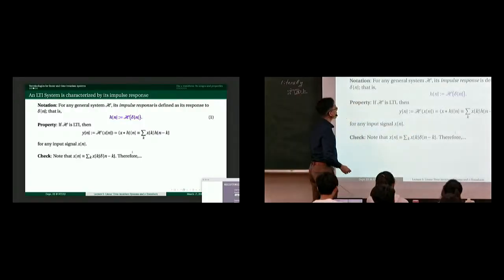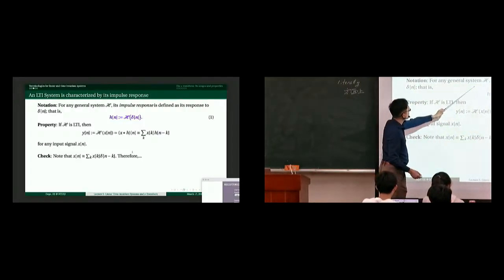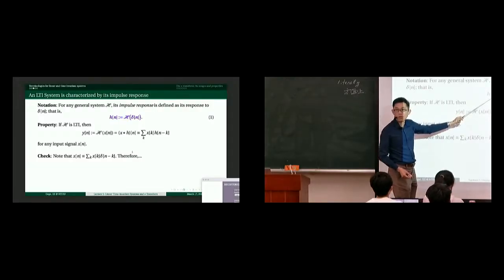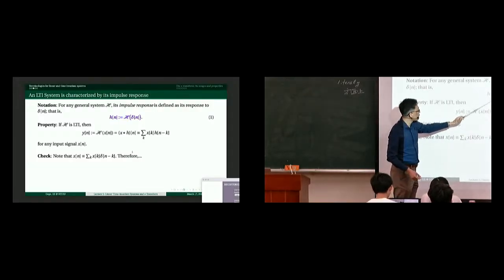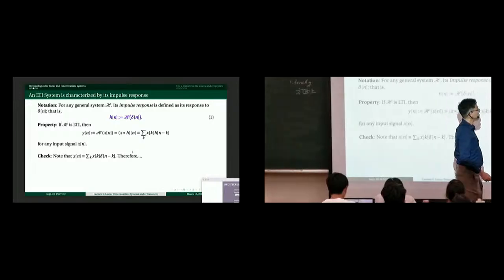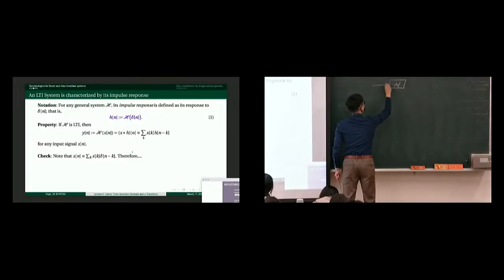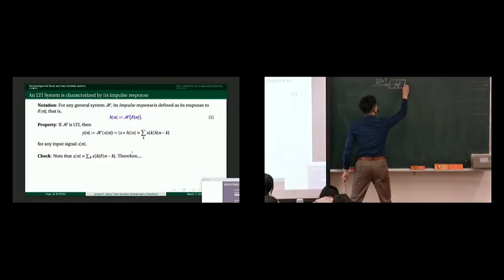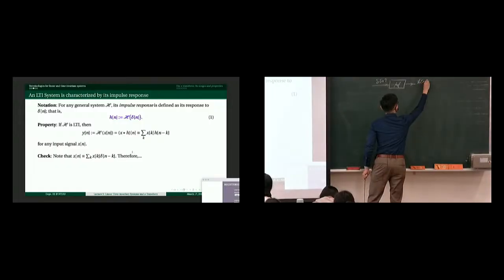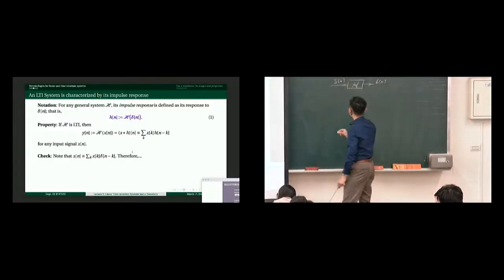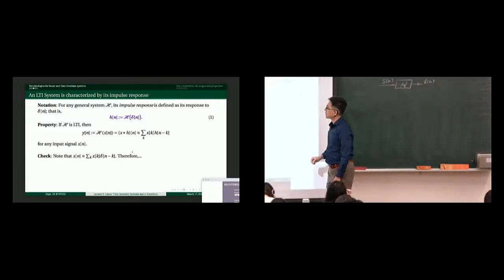So the impulse response of any system is defined as, this is a notation I sometimes use, using a colon, h of n := the system's response to delta as the input. So if we give the system the delta function as the input, the result is denoted as h of n. We refer to it as the impulse response.